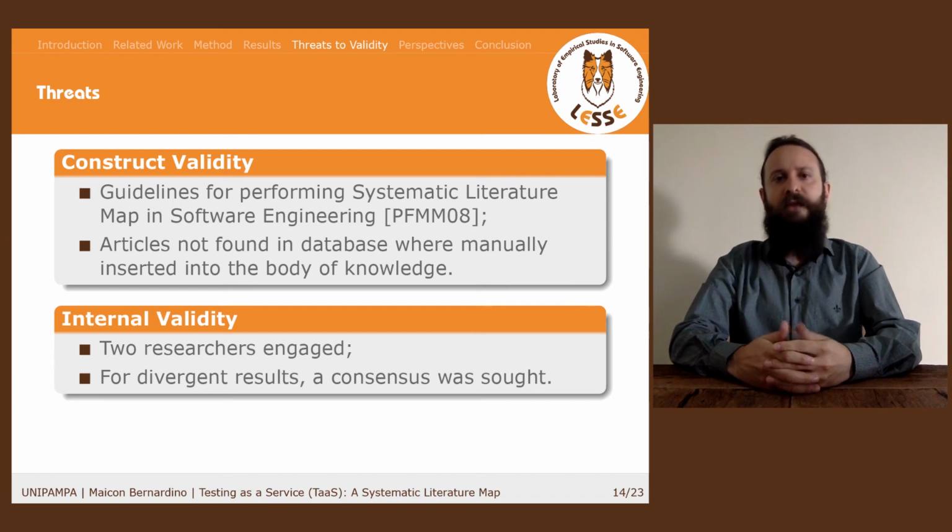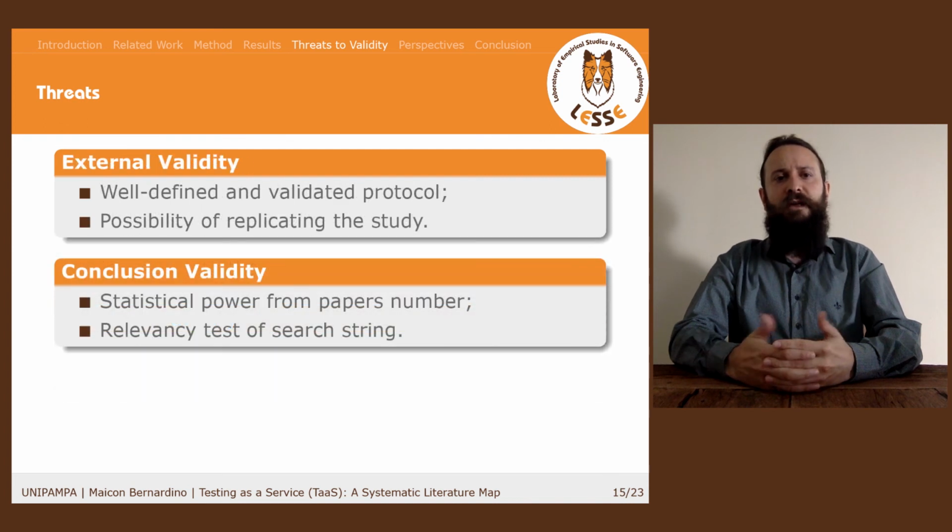Internal validity: in order to reduce possible bias, the stages of selection of the studies and data extraction were carried out by 2 engaged researchers. The results found by each were tabled and compared, so that any kind of bias could be identified, and for different results, a consensus was reached. External validity: the use of a well-defined and validated protocol ensures that any other group of researchers could replicate this review using the same set of parameters and would yield the same results.